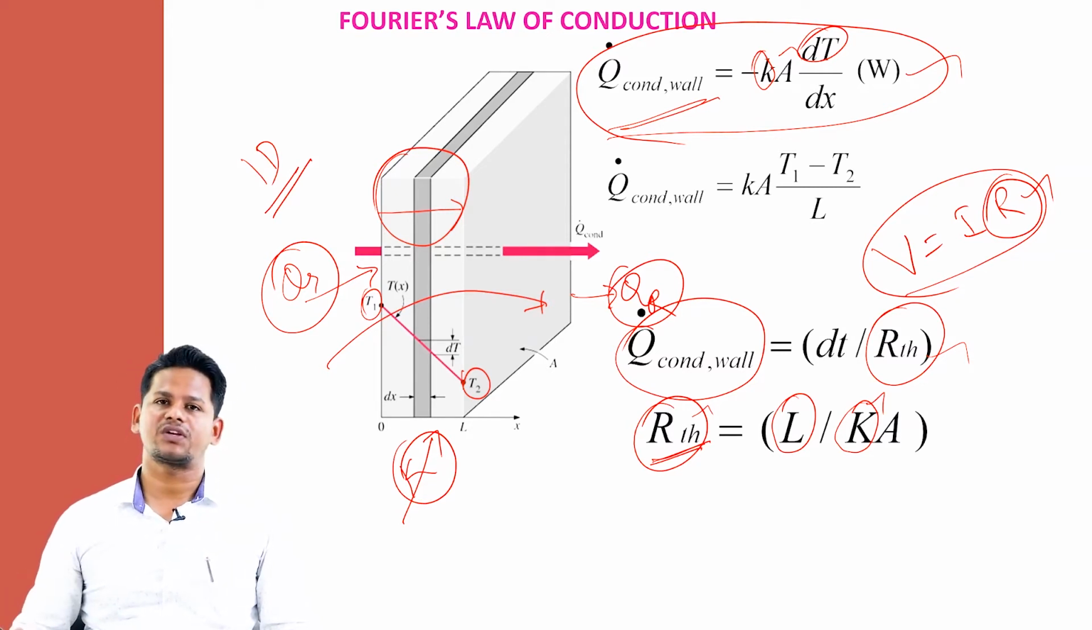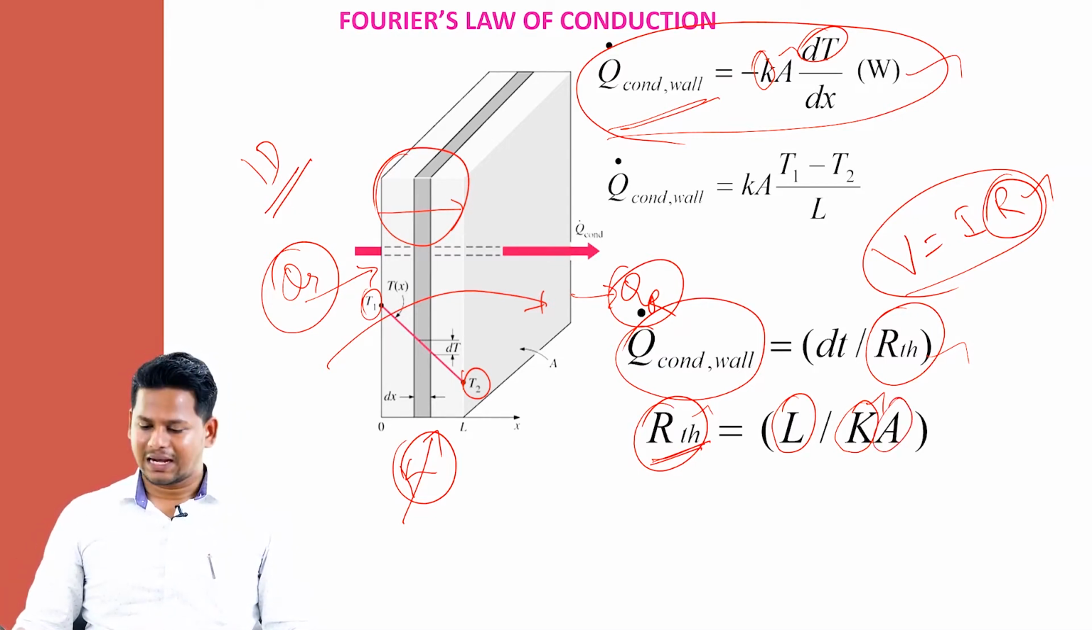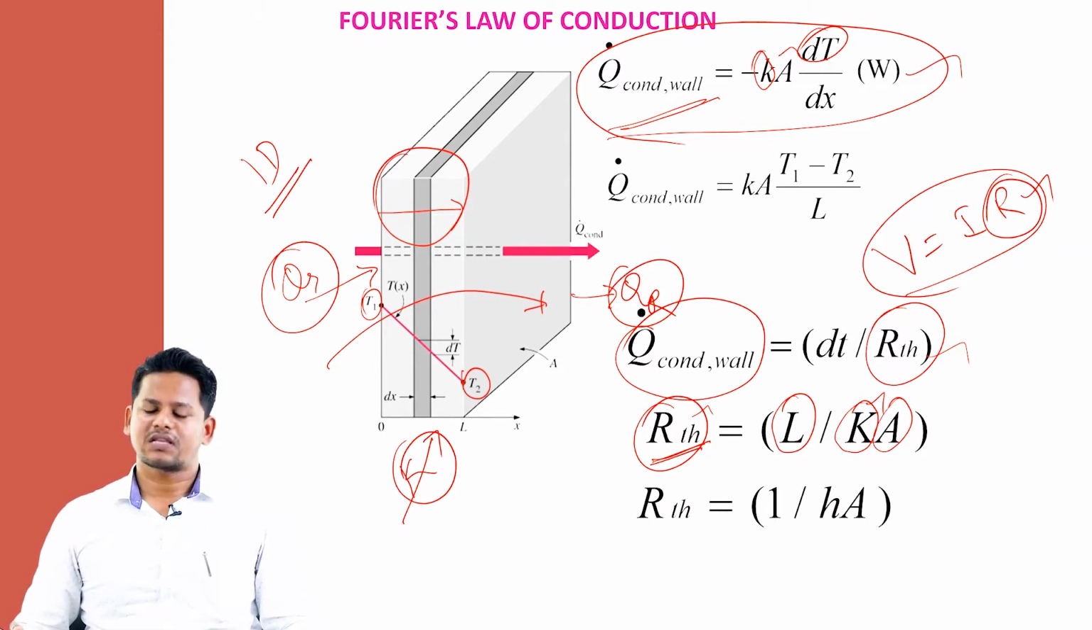Similar to thermal conductivity, the cross-section area of your material is directly proportional to your heat transfer rate and inversely proportional to your thermal resistance. So it's very simple. If you want to discuss conduction, L by KA is the thermal resistance.